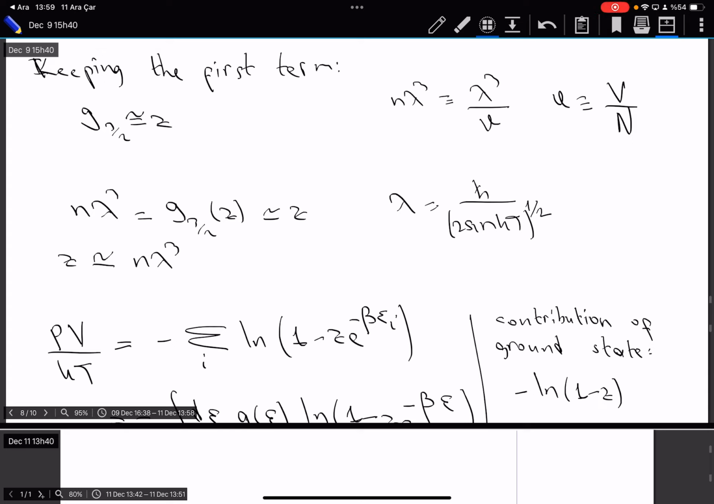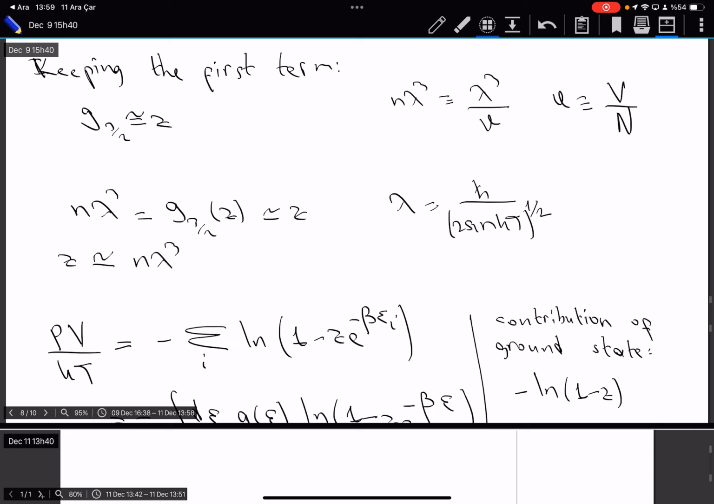So the particles do have the quantum mechanical wave properties, but if they are localized, and if they don't come close to each other, well, they don't feel the quantum mechanical properties of each other. So that is why this is also the classical limit.